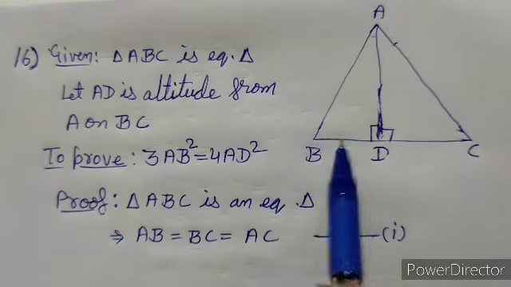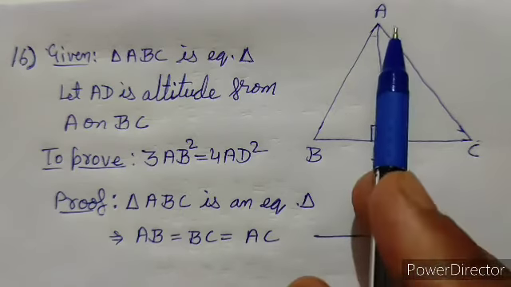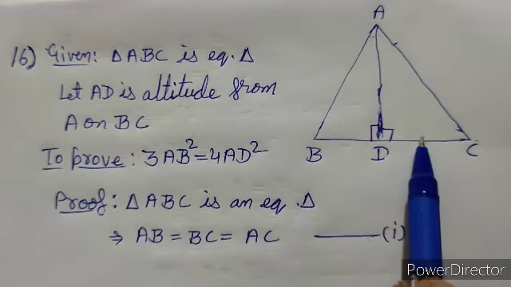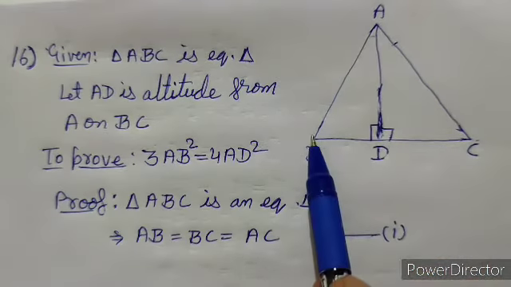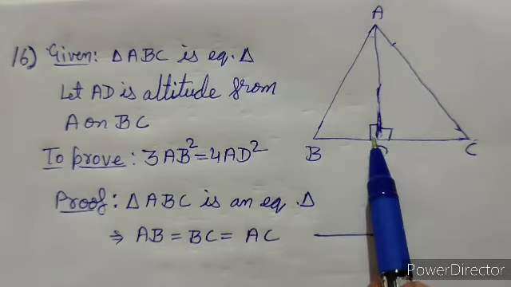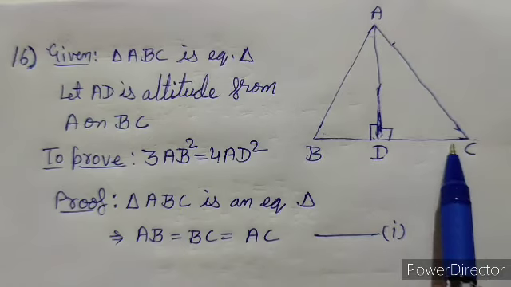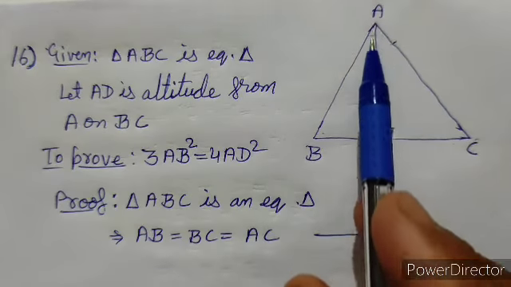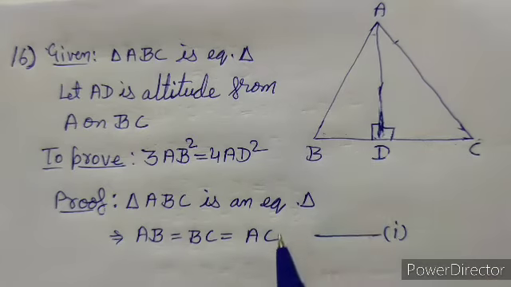Now ABC is an equilateral triangle. Let AD be the altitude from A on BC. We have to prove that 3AB square is equal to 4AD square. As we know, triangle ABC is an equilateral triangle, so side AB will be equal to BC, and that will be equal to AC.